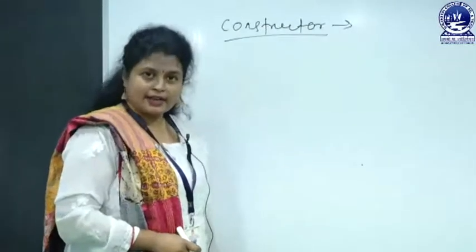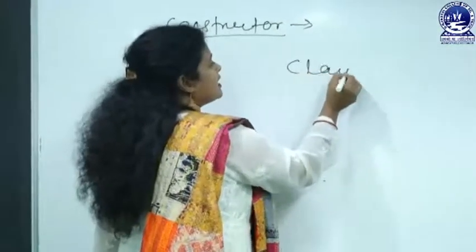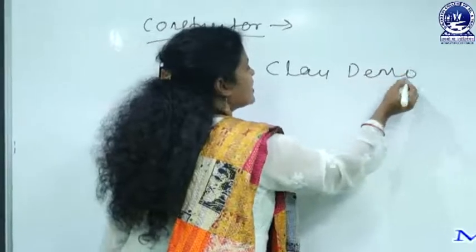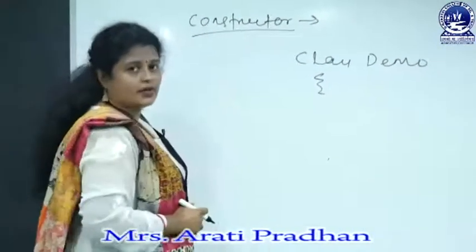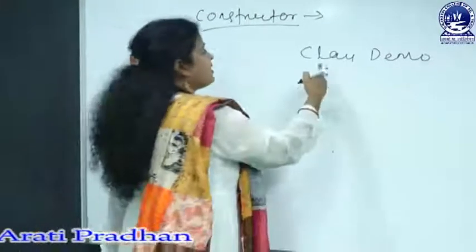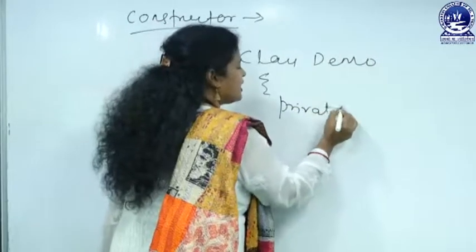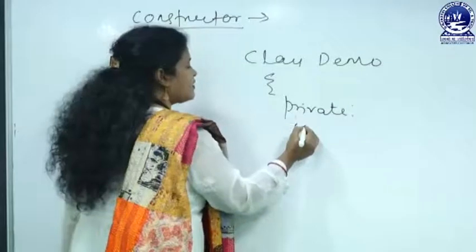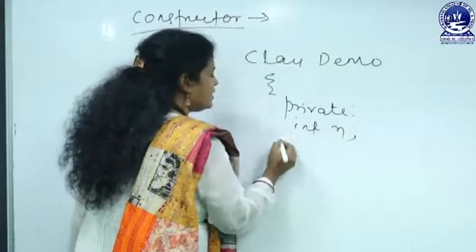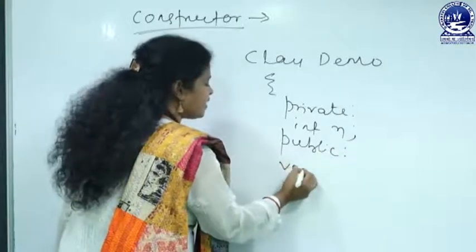When we are writing a class, suppose I am taking one example. Let the class is class demo. Just I am writing the syntax to explain the constructor. Constructor member function. Class demo, then private. If you are not writing private, then all the members are by default private. Suppose private int n. Then in the public part, suppose I am writing void input.